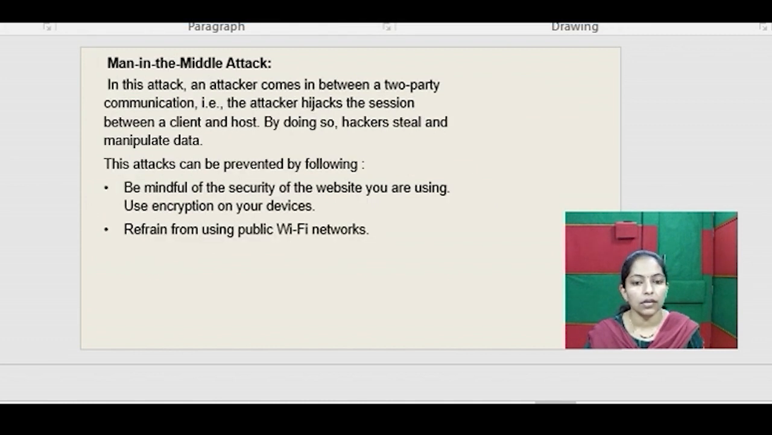Next is man in the middle attack. In this attack, an attacker comes in between a two-party communication, that is, the attacker hijacks the session between a client and host. By doing this, hackers steal and manipulate the data. This attack can be prevented by the following steps. First, be mindful of the security of the website you are using and use encryption on your devices. Second, refrain from using public Wi-Fi networks.